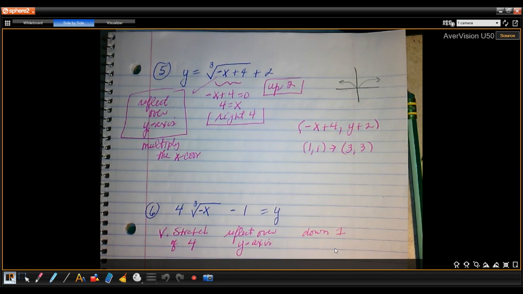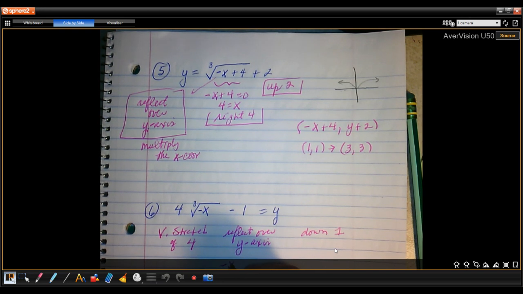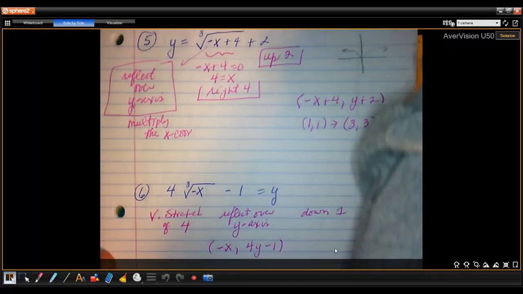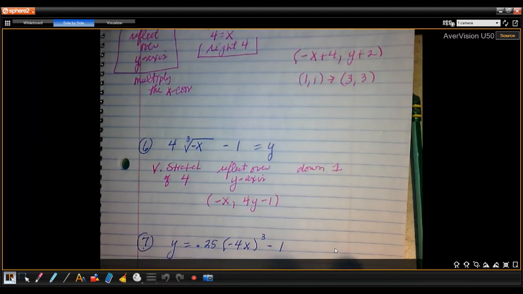So if I asked you, how do you transform a point? Transform a point would be negative x, then 4y minus 1. That would be your transformations. Oh, let me show you. Sorry. So like that. Gotta watch my camera.